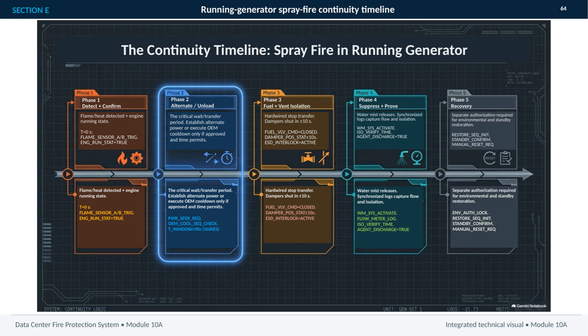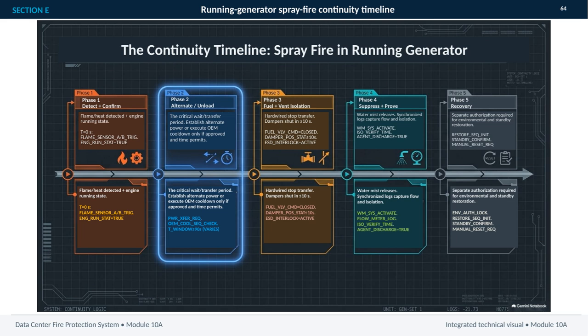The fuel valve is commanded closed, the dampers are expected to shut within 10 seconds, and the emergency shutdown interlock becomes active. Phase 4 then releases water mist while synchronized records capture activation, flow, and isolation status. The system also verifies that isolation has occurred before agent discharge is confirmed.